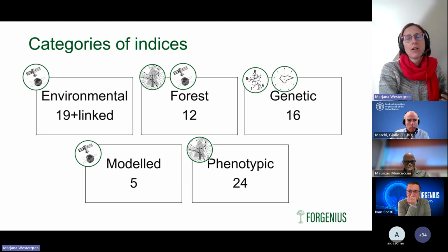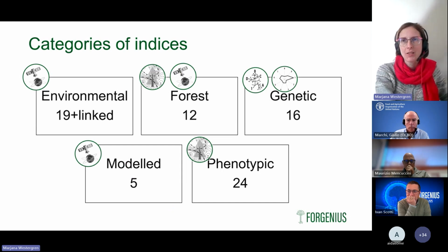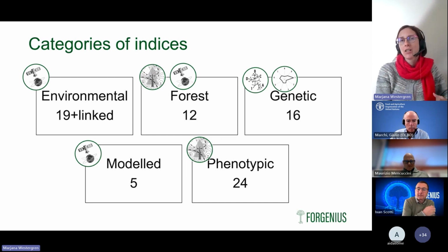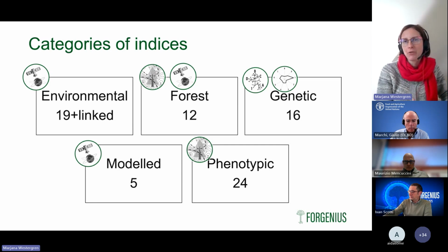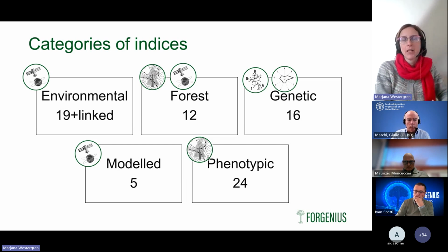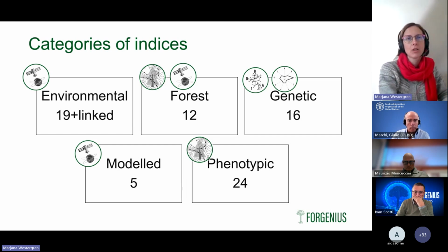And then for ease of understanding by the end users, we have grouped all these different data into 5 categories of indicators. These are environmental, forest, genetic, modeled, and phenotypic. Again, the borders between different categories were not straightforward to assign. When we get feedback from the end users on the system, we can still reshuffle the indicators, maybe moving them from phenotypic to forest or vice versa. And you can see in the circles how the data for these indicators were gathered.